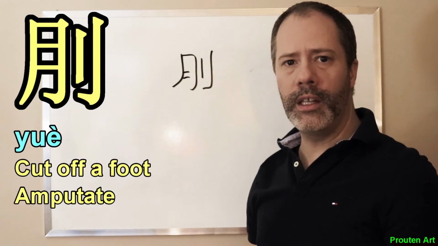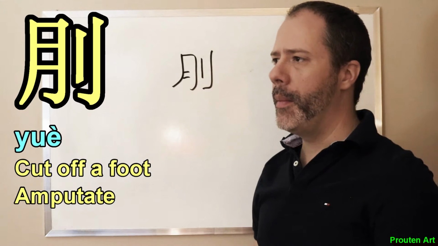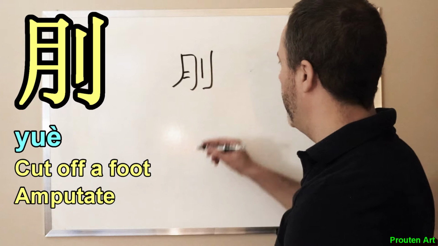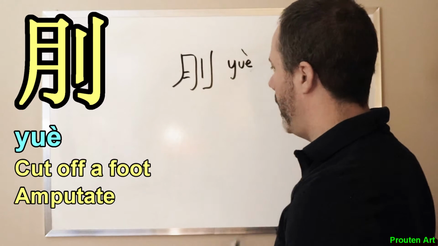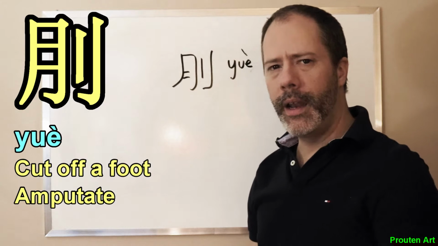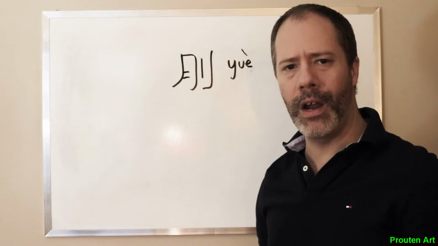It means to cut off a foot, a kind of punishment in Imperial China, and it's written like this. In pinyin, yue. Now, why am I studying this character? I'll explain a little bit of background.